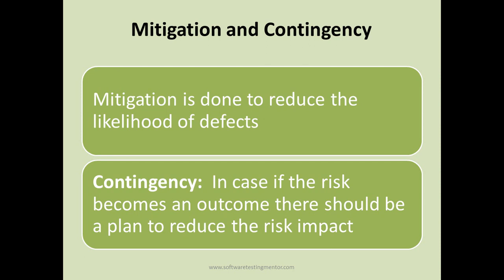So that's mitigation. And contingency is something which you use in case the risk becomes a likelihood, so you ensure that even if this occurs in future in production, it will have minimal impact. It won't have too much impact, so it will reduce the impact.